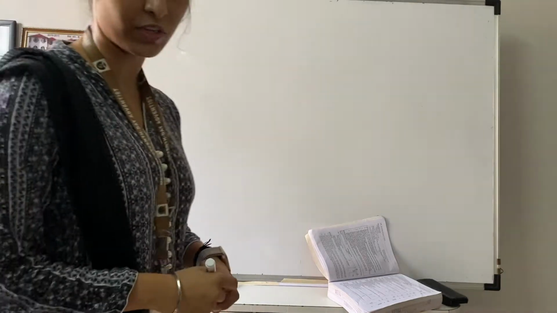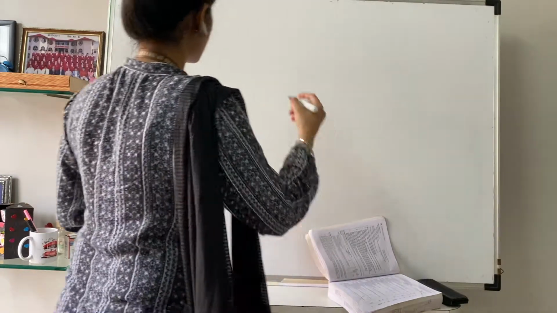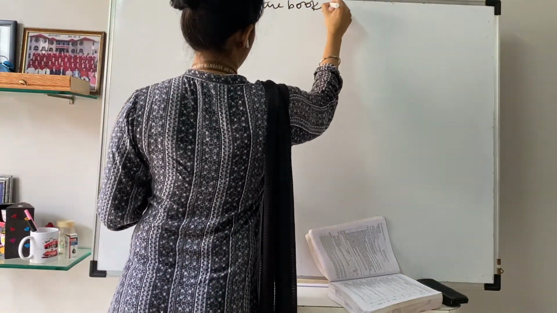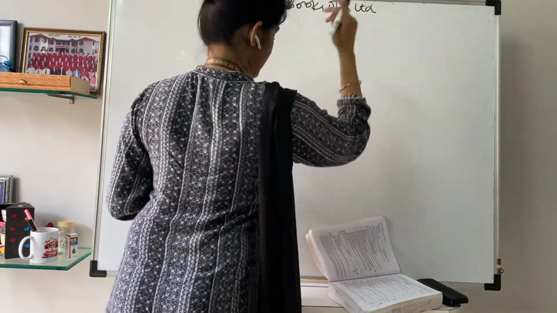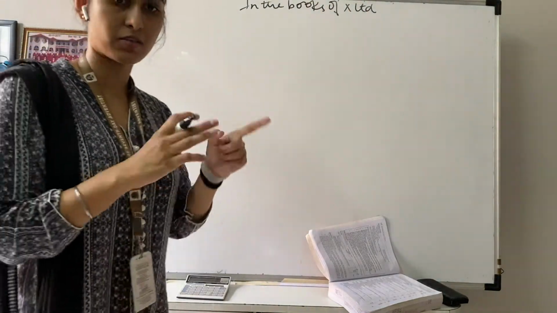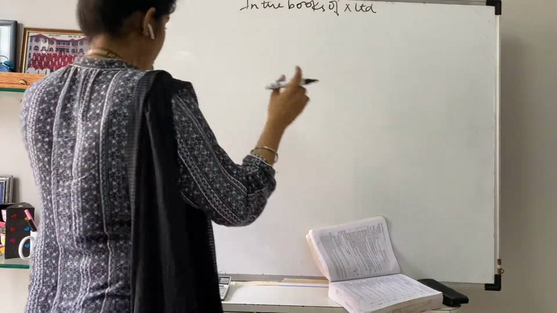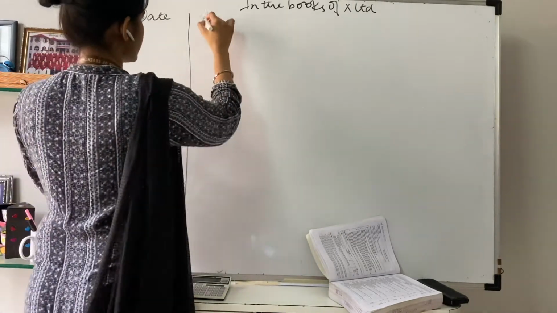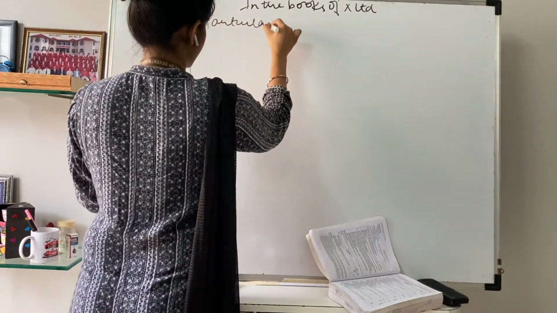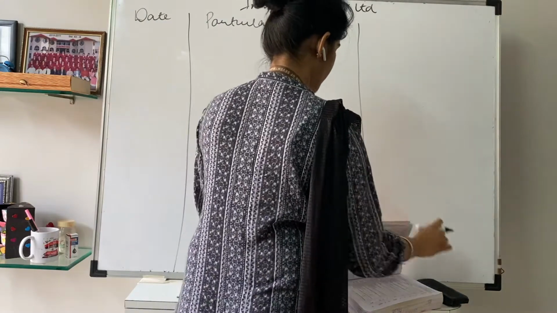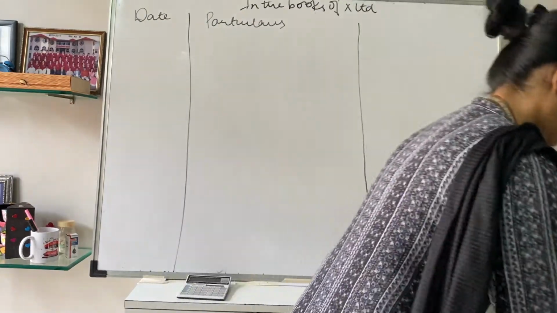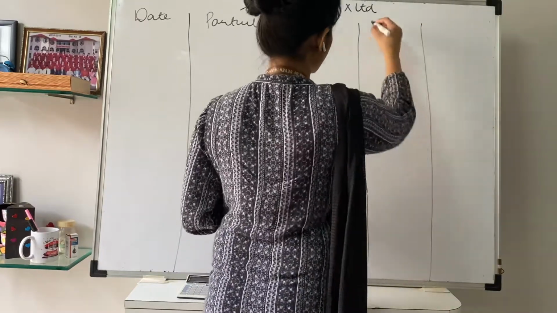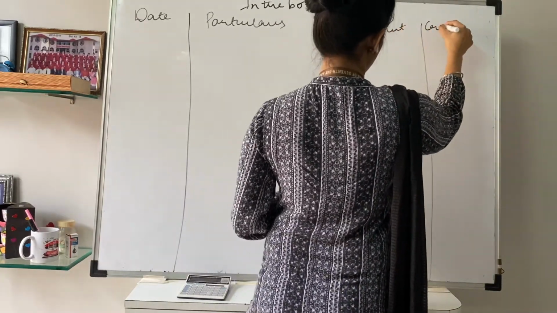To pass the journal entry in the books of X Limited, starting with the format. In the books of X Limited, we need to write this heading. We'll pass on the journal entries for the same. We'll prepare 4 columns: date, particulars, debit and credit. There is one more column called LF, but it is not mandatory to be prepared in all these journal entries. Debit, credit.